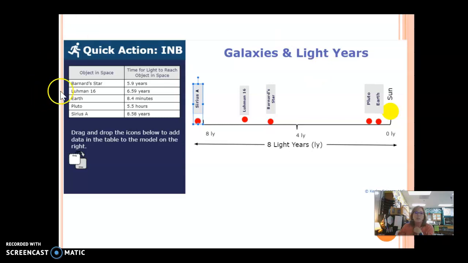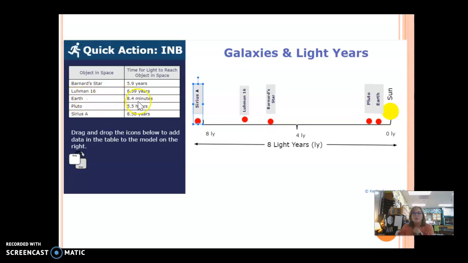So you have a data table here, and you had to drag these little tags over, and it's like a number line saying that this is 8 light years from the sun out here, and so you have to estimate where these would go. So Barnard's star is 4.9 light years. So Barnard's star would just be past the 4. That's about 4.9. Luhman 16 is 6.59. So you just have to estimate where that would be.